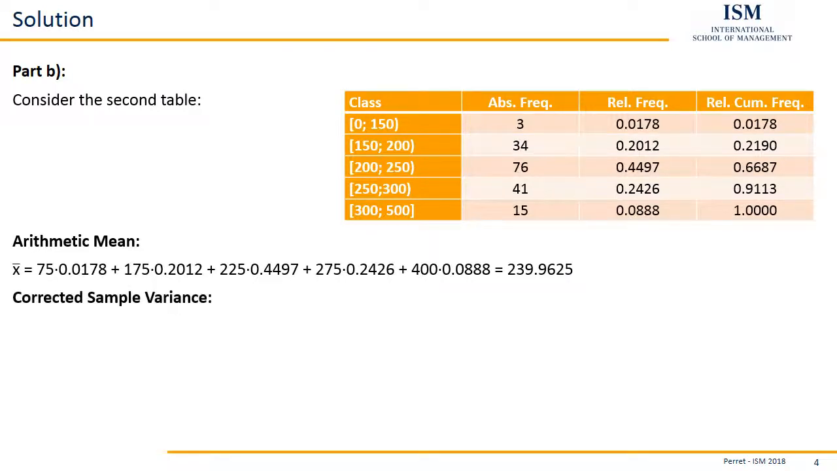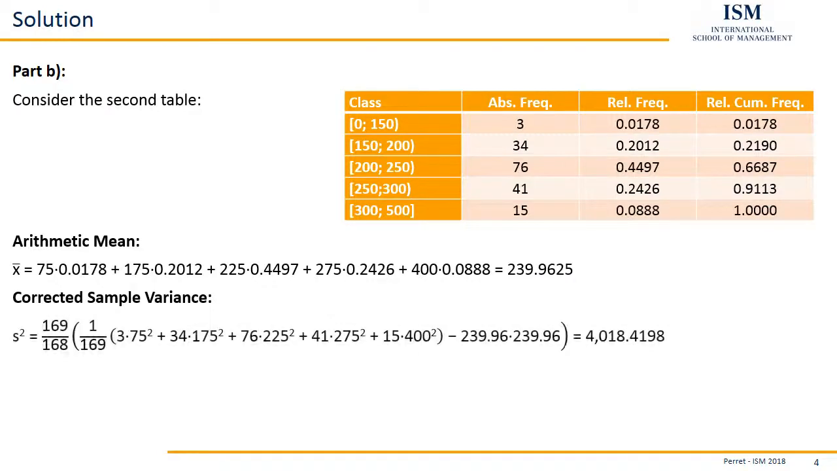This we can then, again as with the first example, use to get the corrected sample variance. Again, we multiply absolute frequencies with the squared class averages. Do this for all the 5 classes. Divide this by the number of observations, so here 169, minus the squared arithmetic mean. To get from this theoretical variance to the sample variance, we multiply this then with 169 divided by 168. And in the end, we will get a result for this sample variance of 4018.4198. Okay, so far so good.